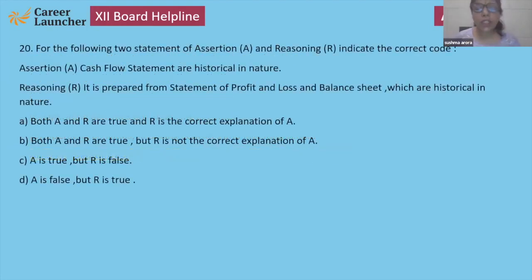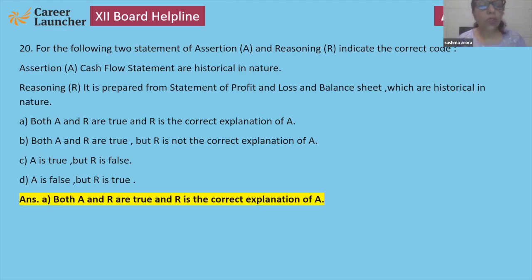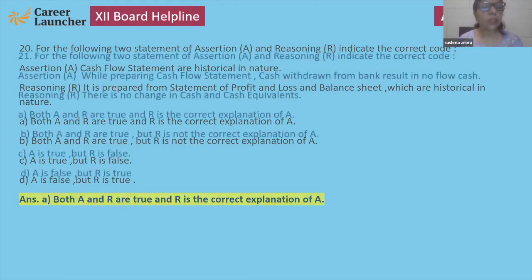Yes, reason assertion question. Many students demanded that we have to give more reason assertion questions. So here, more questions for you. Yes, children, fast. What do you think? What should be the answer? Cash flow statements are historical in nature. It is prepared from a statement of profit and loss and balance sheet, which are historical in nature. Yes, both are correct, because it is based on past data, previous year's data. Next question.